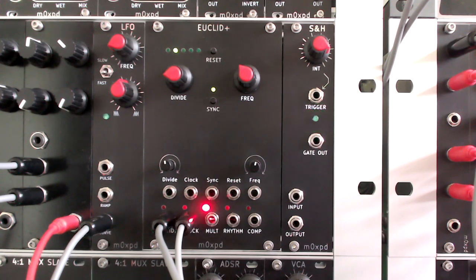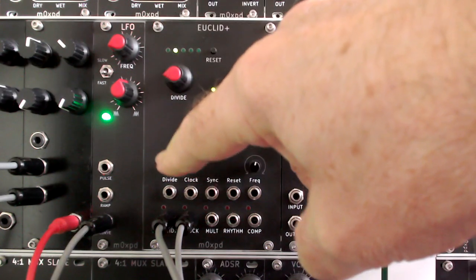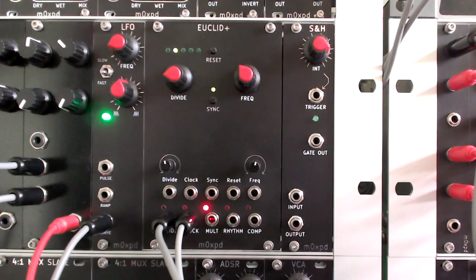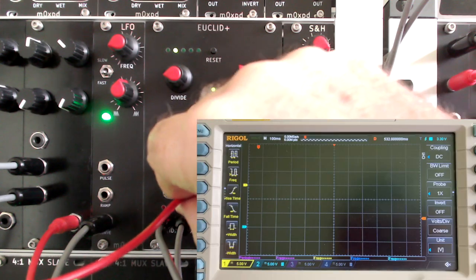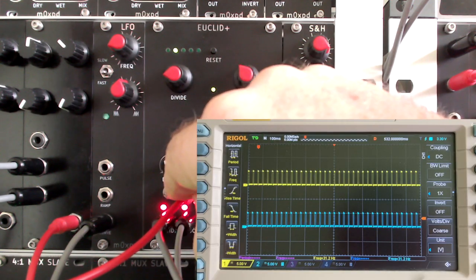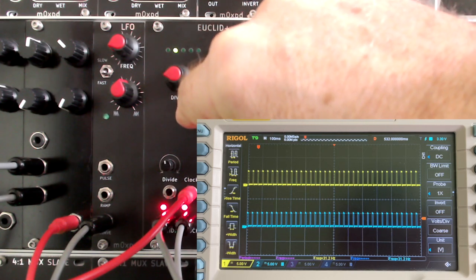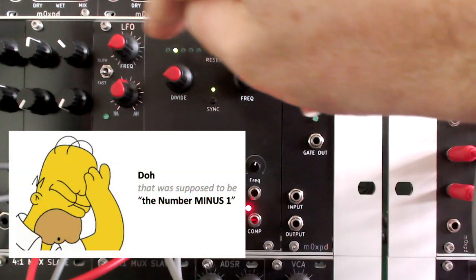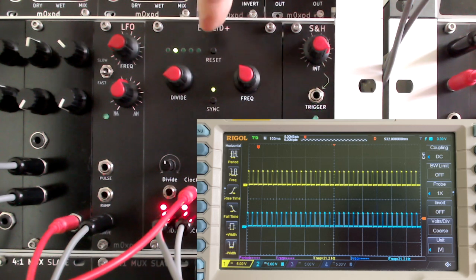The Euclid Plus module has two main subsystems. On the left-hand side, as you look at the front panel, is a clock divider, and on the right-hand side is an internal oscillator. If I apply a clock signal to the clock input, then that clock signal is divided by a divisor which is set by the divide control and displayed on these LEDs, but the divisor is 1 minus the number displayed on the LEDs. And perhaps perversely, the least significant bit of this binary display is on the left hand side.